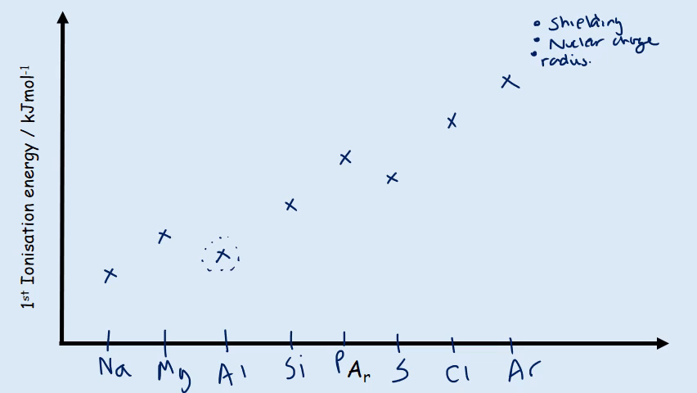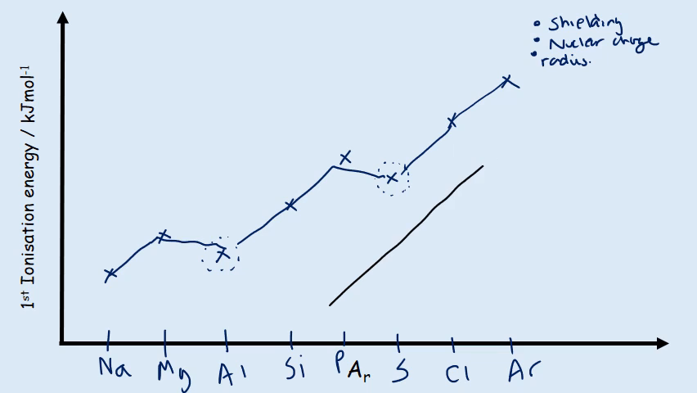It's that aluminium, sulfur. You might want to pause the video now and have a little think about why those anomalies exist, because I am going to explain that. So we have an increase, decrease, increase, increase, decrease, increase, increase. The general trend is an increase. That is your general trend. But you do have some anomalies.